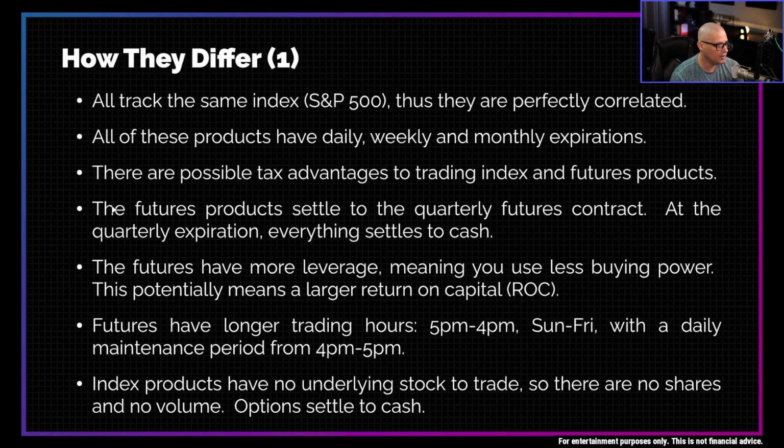And we've already talked about that the futures products settle to one futures contract, and that happens on your monthly expirations, but there is a quarterly expiration every 3 months, and that is when the futures itself really does expire. And at that point, everything does settle to cash. So every third month, if you're assigned then it actually does settle to cash. So just be aware of that.